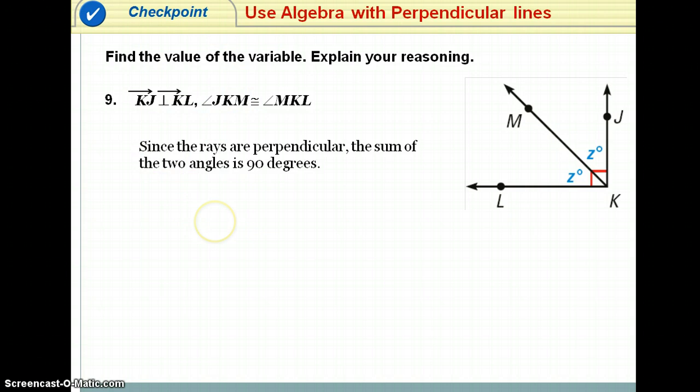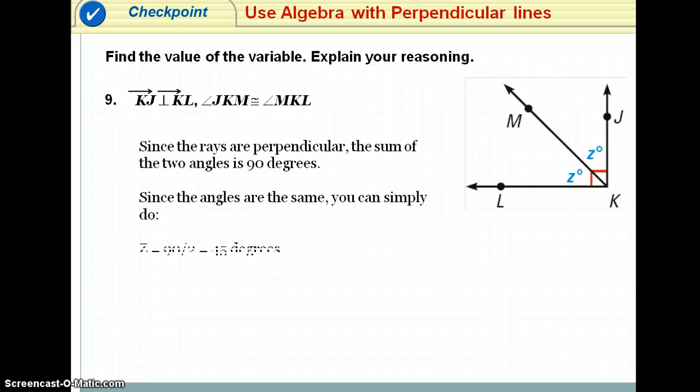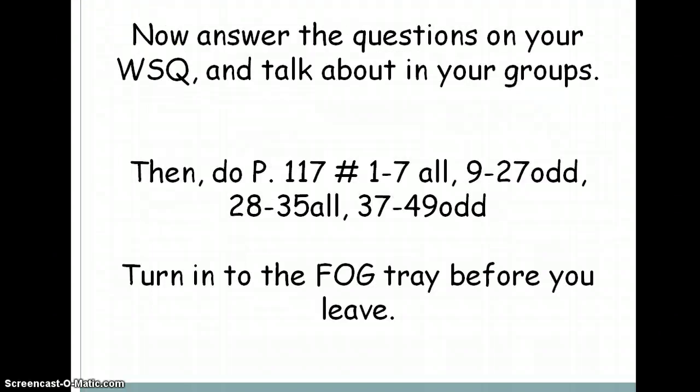So there's two ways you can figure this out, but here's the easiest way. Since the angles are the same, you can simply do this. z is going to equal the 90 divided by 2, because you have 90 degrees divided into two equal angles. So each of those should be 45 degrees. You can set up an equation and solve it that way. Try it. See if you get 45 degrees, and if you do, then you did it right, and it's a viable option. Okay? All right, so that concludes our notes for today.